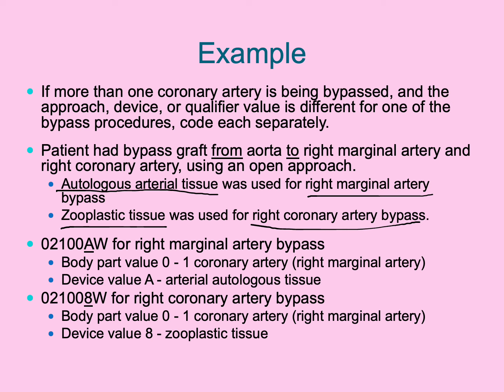So you have 0 here for this one, 1 artery, 1 artery. You have to do them separately. So you're only counting 1 artery. And then the device in this case is A for autologous and 8 for zooplastic. So in this case, because there's a different value for any of the code, you have to do it separately. You do each artery separately, each device value separately. If it's all the same except for the number of arteries, as in the previous one, then they were the same. In this case, you have different device values, so you have to do each artery separately.